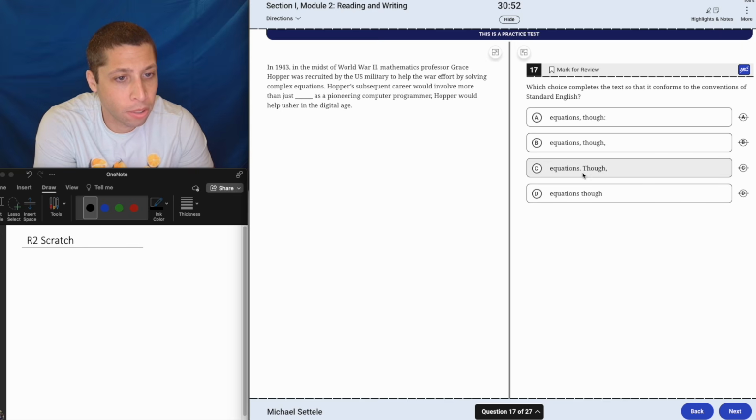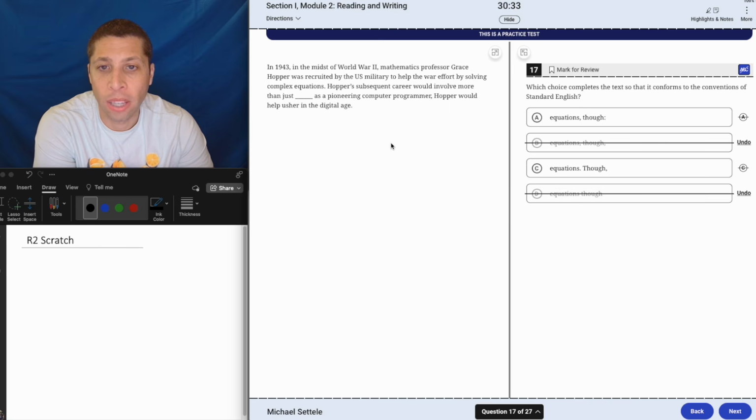Okay, so we got to look at this. We got a period. We got a colon. So let's see. We have sentences here. And I've seen this one too. Hopper's subsequent career would involve more than just equations. That is a sentence. As a pioneering computer programmer, Hopper would help usher in the digital age. That is a sentence. So it can't be this and it can't be this. Now, where does the "though" go? Which sentence is it in?